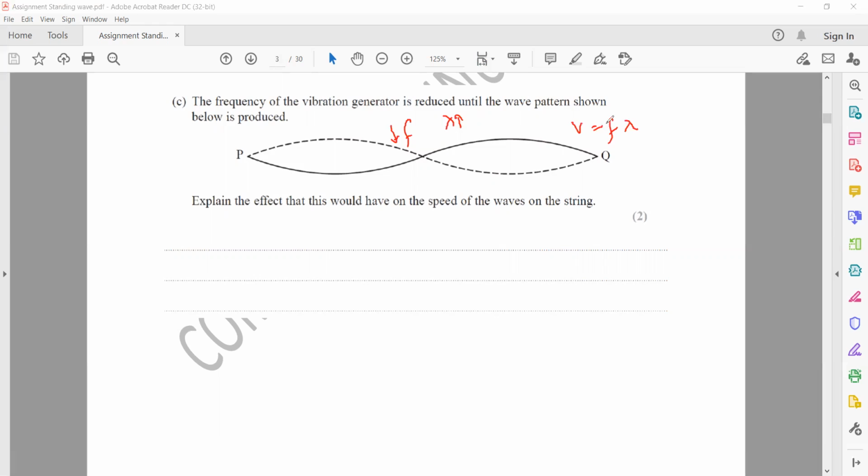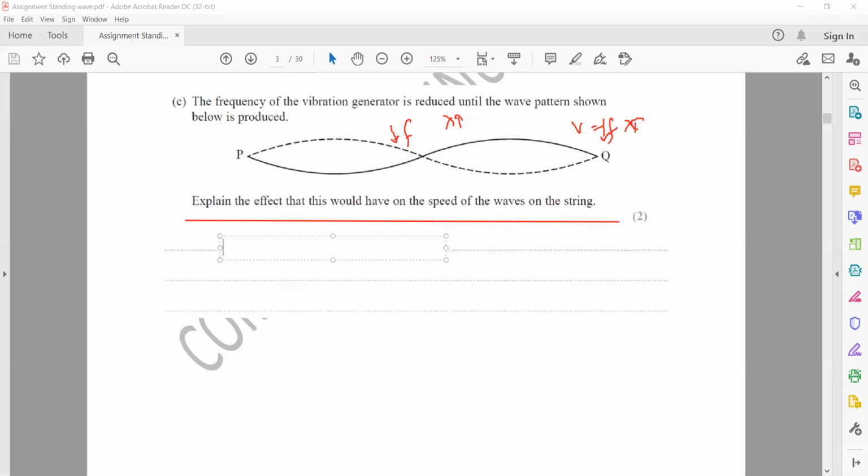When we reduce the frequency, the wavelength increased, but what happened to speed? Because V is equal to F lambda, one is decreasing, the other is increasing, so the product will remain the same. So the speed of the wave in a string does not depend on how many loops or vibrations there are. It only depends on the mass per unit length, how much mass there is per unit length of the string, as well as the tension in the string. So greater the tension, greater the speed. If higher mass per unit length, smaller speed.